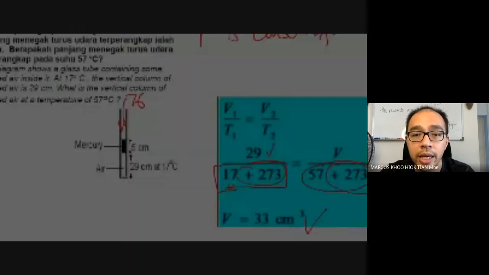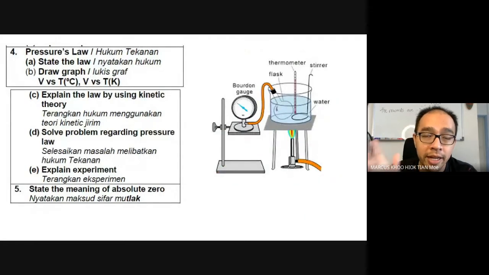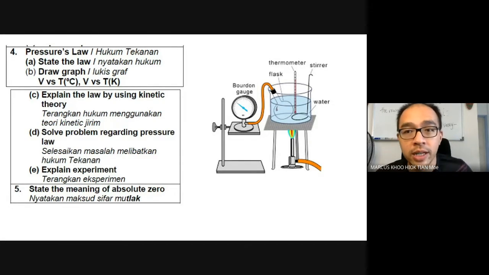So today we are going to look at the third and the final law in gas laws. This is known as the pressure law, otherwise known as some other guy's name, which I will come to in a while.